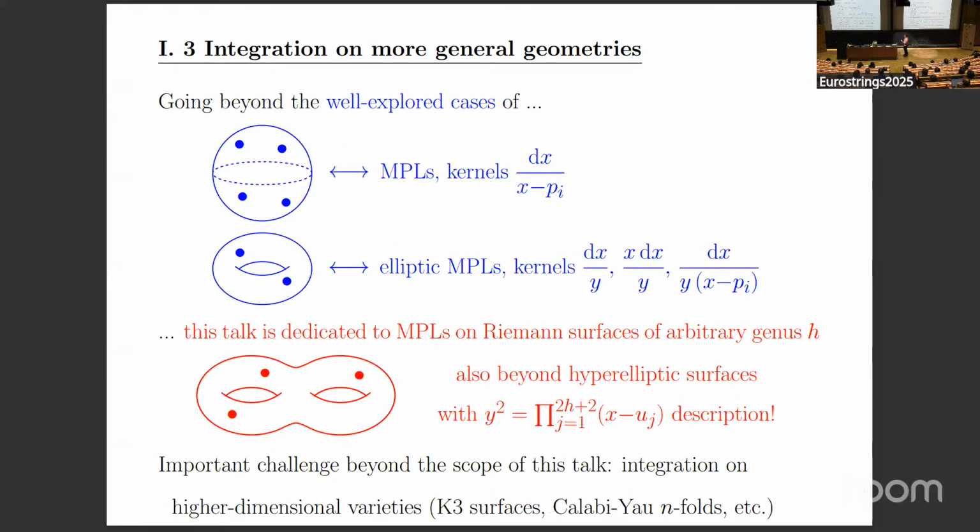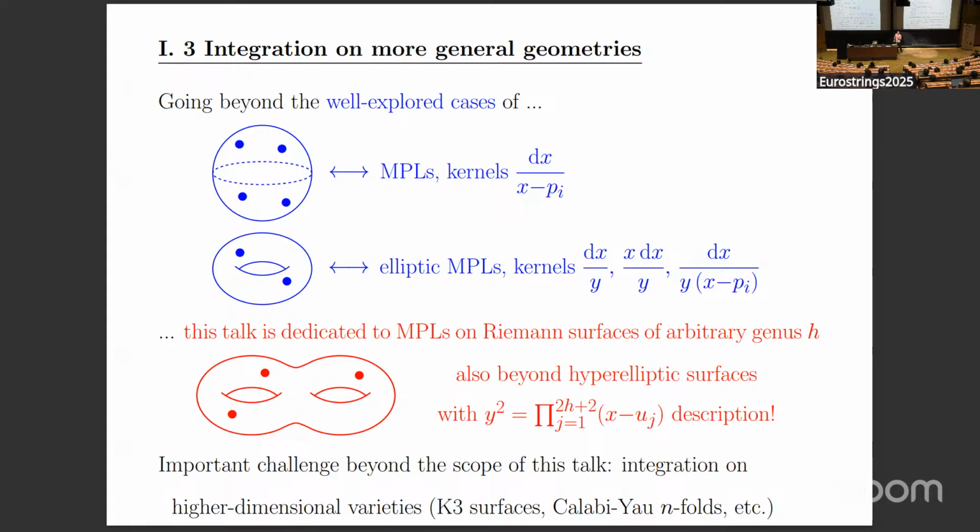Okay, after the torus comes, at least to my taste, the higher genus Riemann surface. So this will be the main objective of this talk, to give you means of doing iterated integrals on a higher genus Riemann surface. Let's take the genus to be arbitrary h.